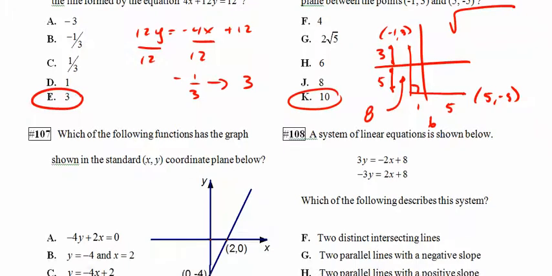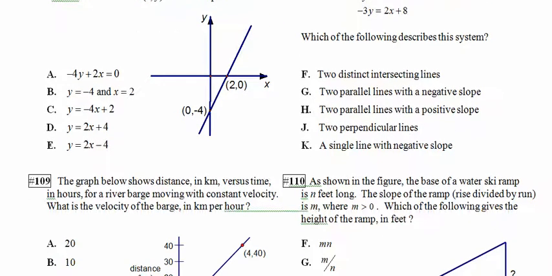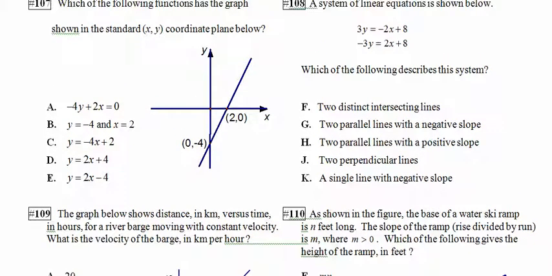Which of the following functions has the graph shown? I like this problem. Positive slope. I don't know what's going on with A and B. I'm not going to cross them off, but I'm not going to worry about them. I think they're just nonsense answers. So the slope is positive up to the right, +2. All right, looks like it's 2. And it intercepts at -4. Done. That's it.